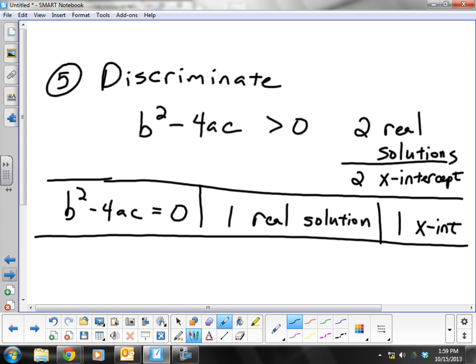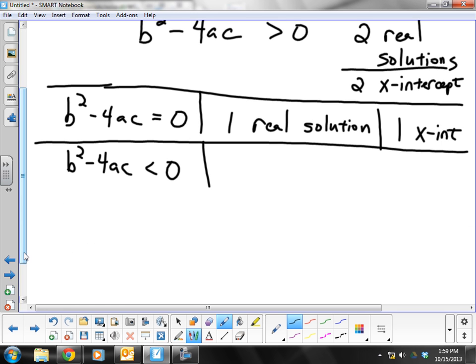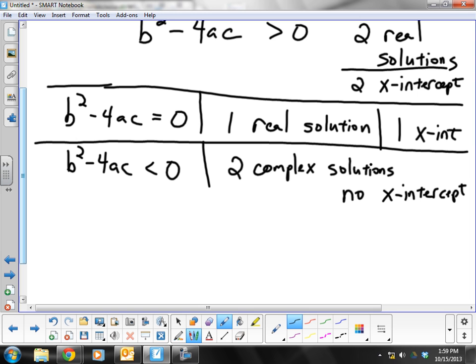Okay? And if the discriminant is a negative number, oh, what happens if we've got the square root of a negative number? It's an imaginary number, right? So I get 2 complex solutions. And how many x-intercepts is that? No x-intercepts. That's exactly right. An imaginary solution does not cross the x-axis. Okay? So if you look at the discriminant, it'll tell you what kind of roots you have.